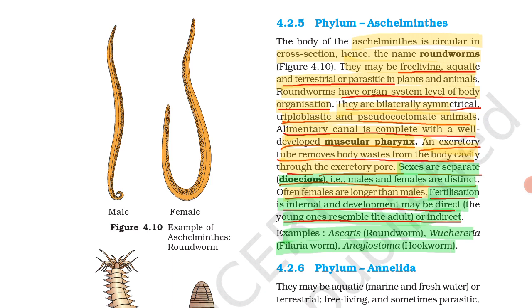Fertilization is internal and development may be direct, where the young one resembles the adult. Direct development means the young ones are identical with the adult. In indirect development, the young ones are very variable, meaning they do not look similar to the adult. The examples are Ascaris (roundworm), Wuchereria (filarial worm), and Ancylostoma (hookworm). These are the examples of Aschelminthes.